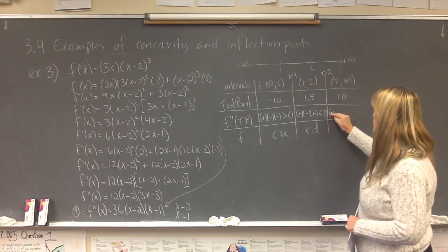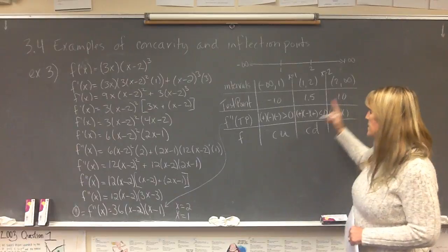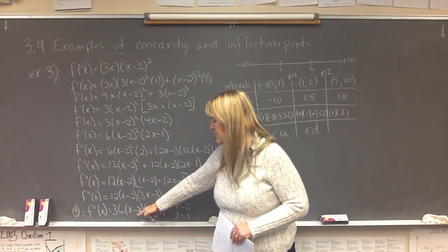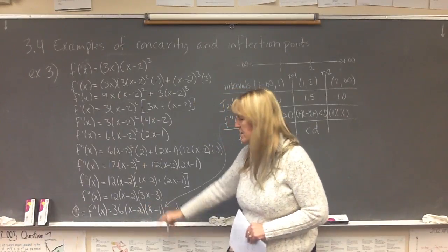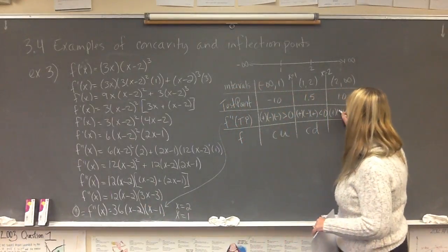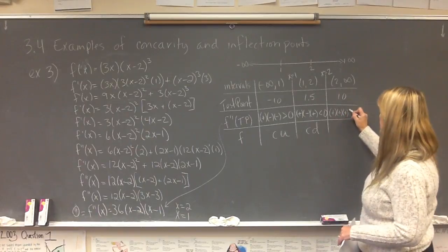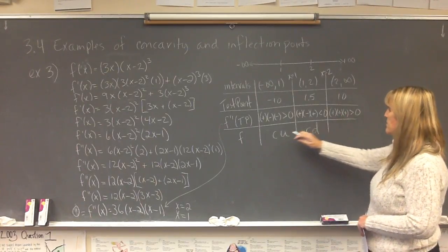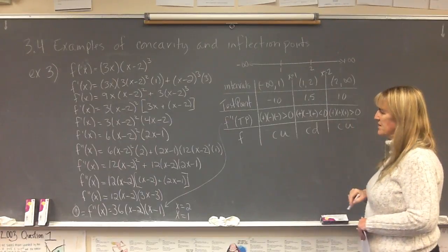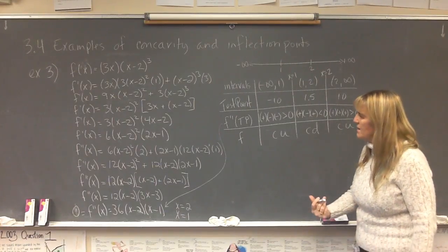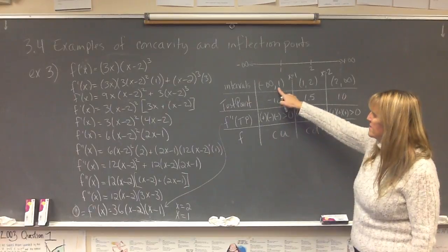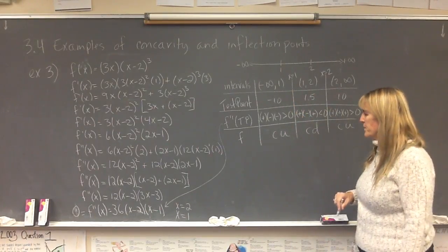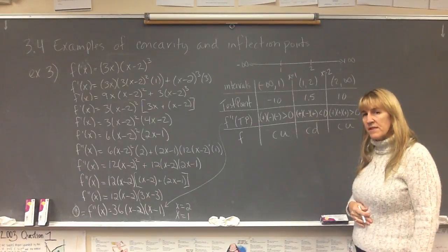Let's take our 10 and let's see what happens when we put a 10 in. Obviously the 36 stays positive, that's not affected. 10 minus 2 is a positive 8, 10 minus 1 is a positive 9. So everything's positive here. Multiply it all together, you still have positive, which brings me back to f being concave up once again. So the function f is going to be concave up on this interval and this interval, concave down on that interval. Are we going to have any points of inflection?